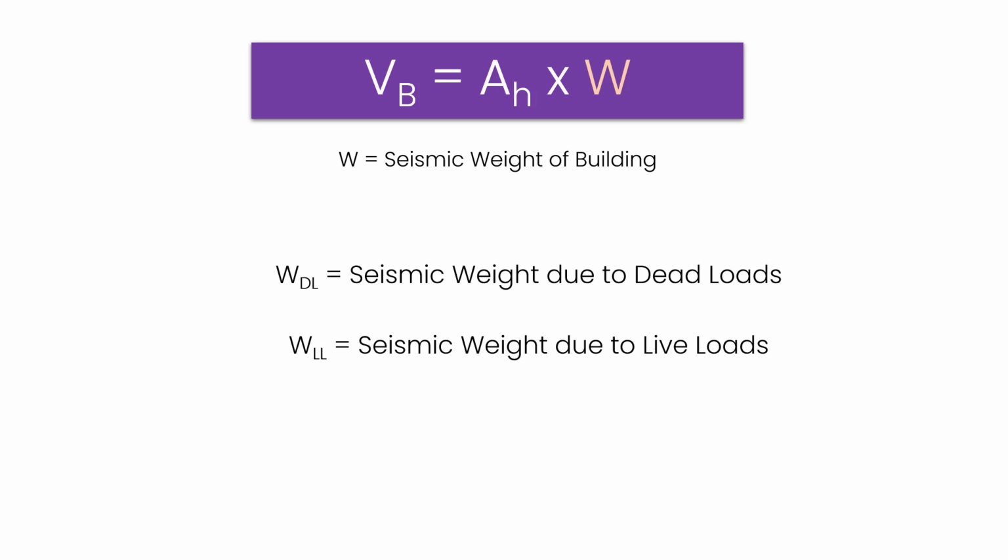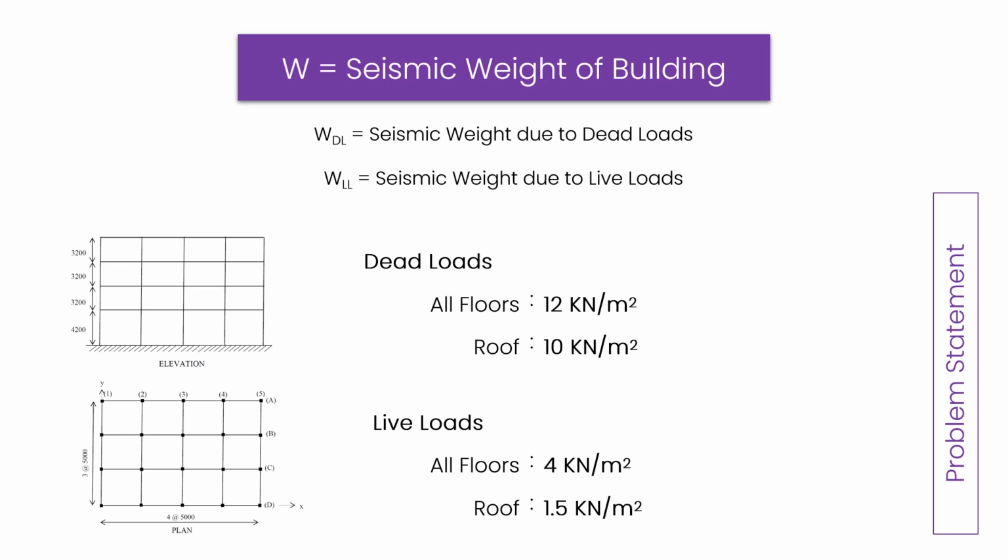So we'll be working with dead loads and live loads both. In our problem statement, we had the dead loads given different for all the floors. So these 3 floors had a different load value, both dead load and live load, which was 12, and the roof had a different value of 10. Similarly, in case of live loads, we had a different value for floors and a different value for the roof.